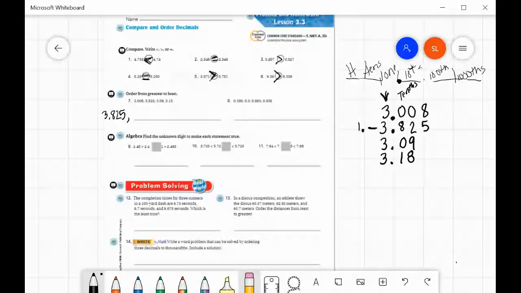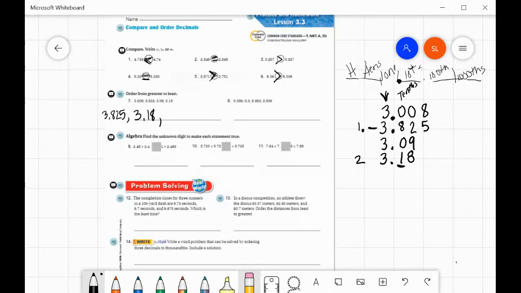Now, the next greatest number would be the one that has a 1 in the tenths space. So this would be number 2. So I'm going to go 3.18 with a comma. And now I have zeros left.